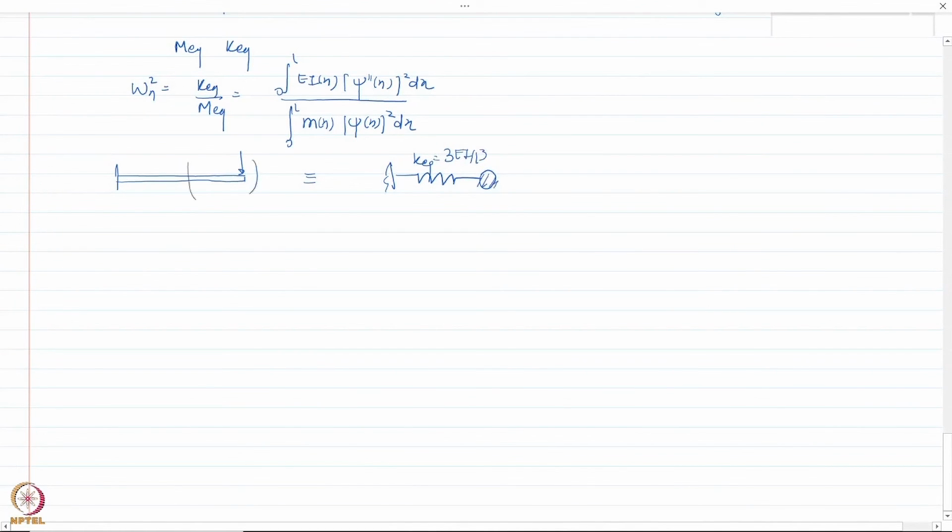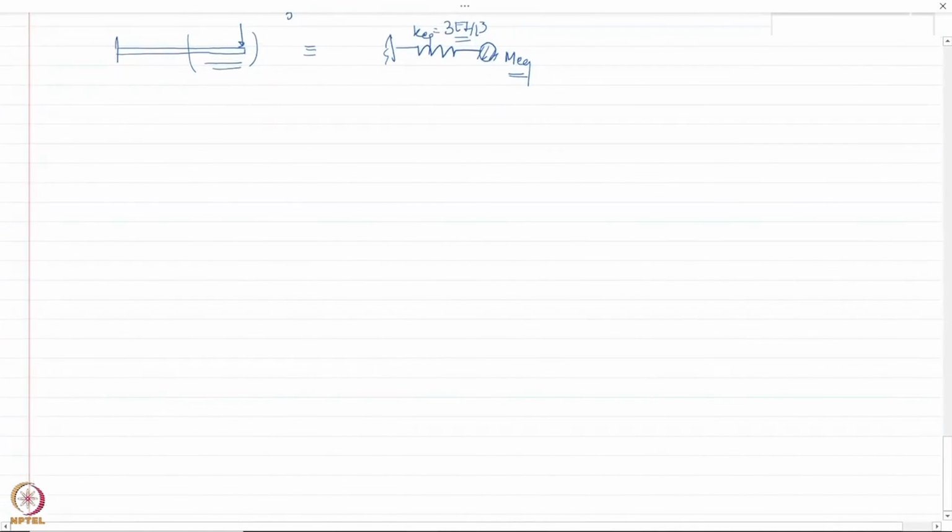But many times it won't be as simple as that, and I don't know what is my M equivalent here, what is my K equivalent here. Okay, and this method that we have just described is going to assist us in finding out this K equivalent and M equivalent. And how accurate it would be depends, as I said previously, on the shape function.